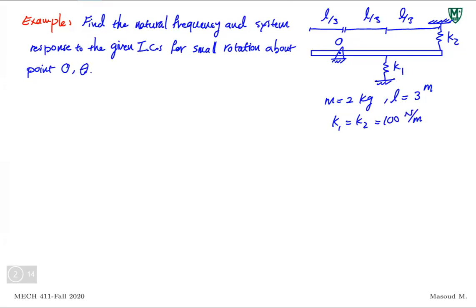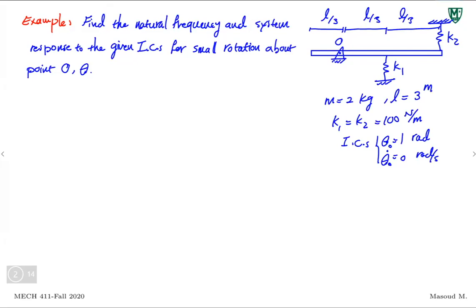And also, as I mentioned, I am given the initial conditions, which are related to rotation about point O. The initial displacement is 1 radian. It's just rotated 1 radian, and the initial velocity is 0. So no initial velocity is given to the system. We let it go after we rotate it by 1 radian. So I think that's pretty much everything we need.